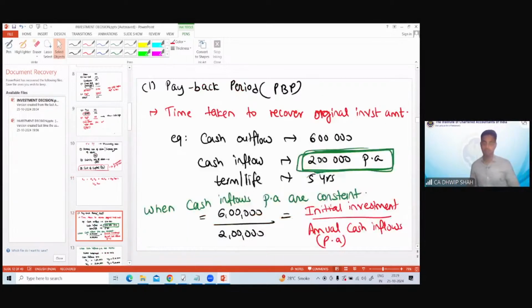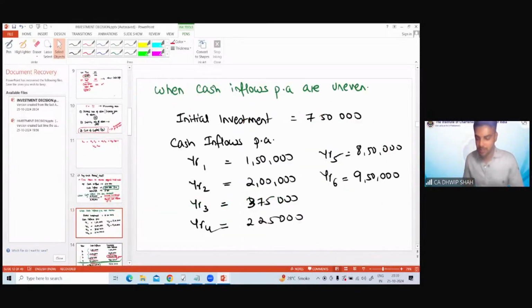After that, as I said, I gave you the broad category of different techniques under capital budgeting. There are in total 7 techniques. We started with payback period. Payback period is the time taken to recover the original investment. If the cash inflows per annum are constant, use the formula. If the cash inflows per annum are uneven, then prepare a column for cumulative cash inflows and solve it by interpolation. But payback period has its own limitations: it ignores the time value of money, and the cash inflows generated after the payback period are also ignored.